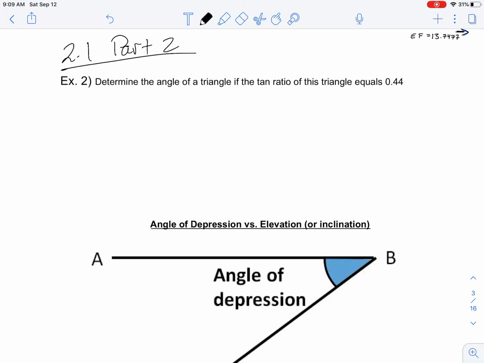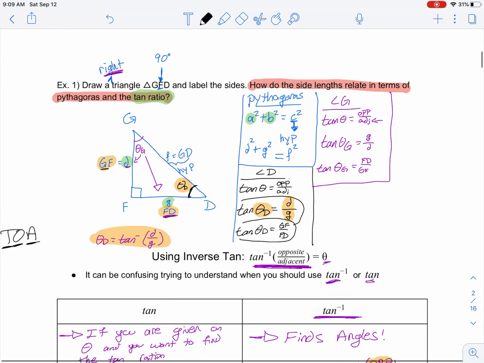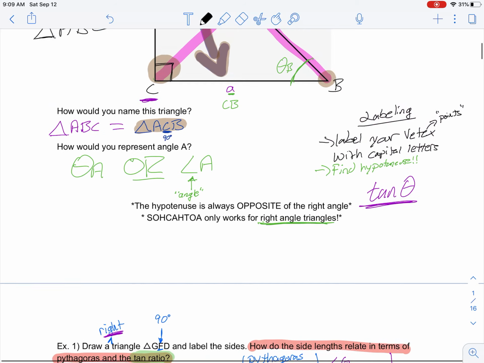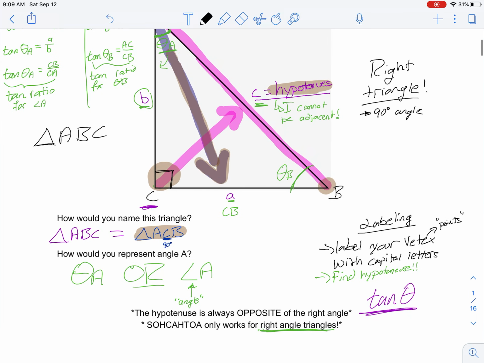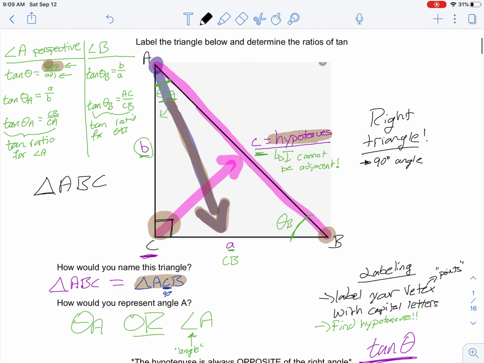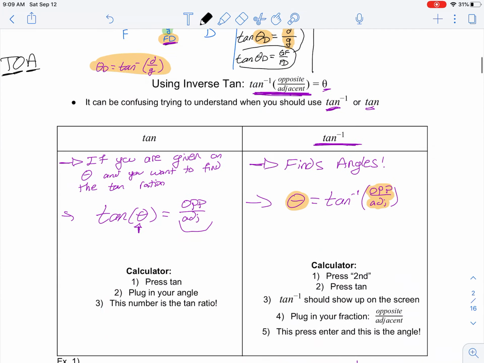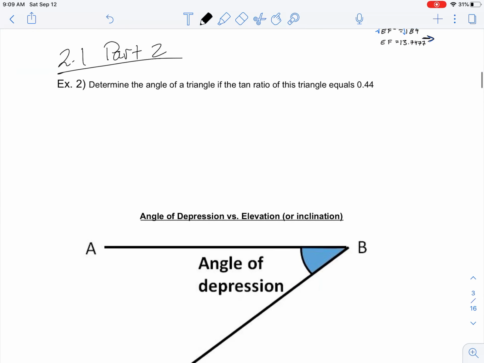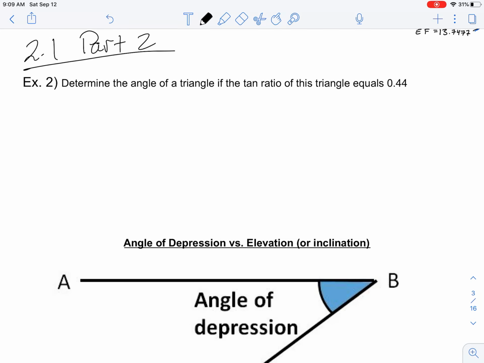Alrighty, Math 10C. So now we are on to part 2 of 2.1. We learned all about last video how to use tan ratio, how to set it up, how to even find the angle. Remember that hypotenuse cannot be adjacent. Always find your hypotenuse. How to label triangles. So we did a lot last video, so make sure you maybe even rewatch it at some point, just to kind of refresh yourself.